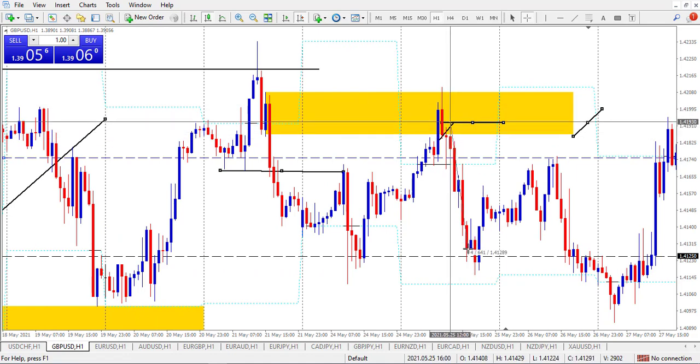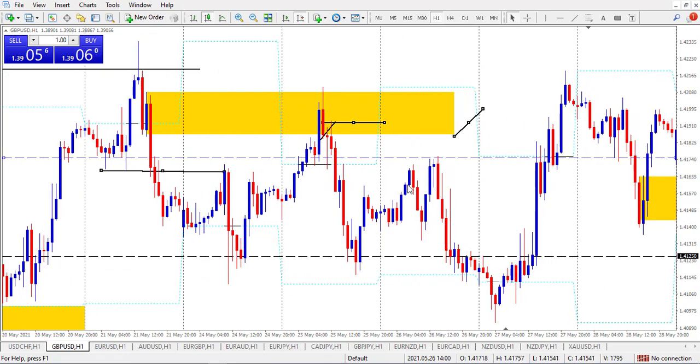Let's say we enter here, 45 pips or something like here. 1, 2, 3, 3.5 hours of holding, and you are out. So this is how you are going to be doing it.